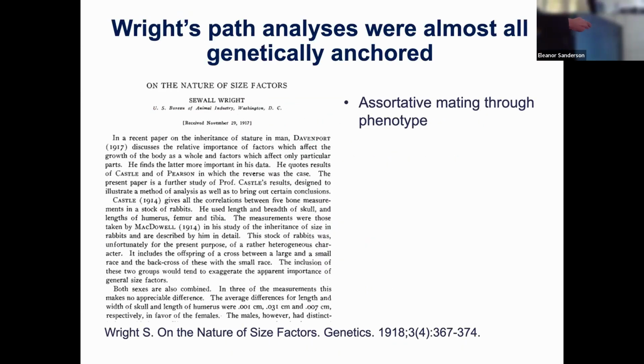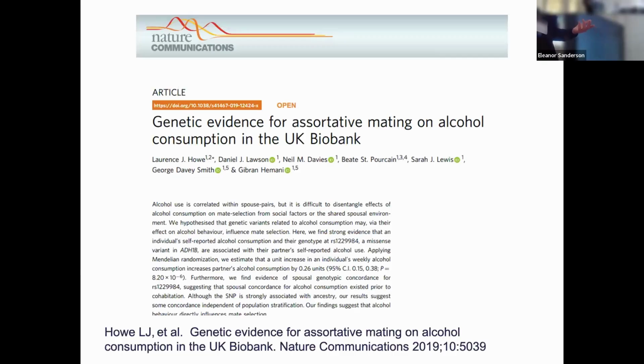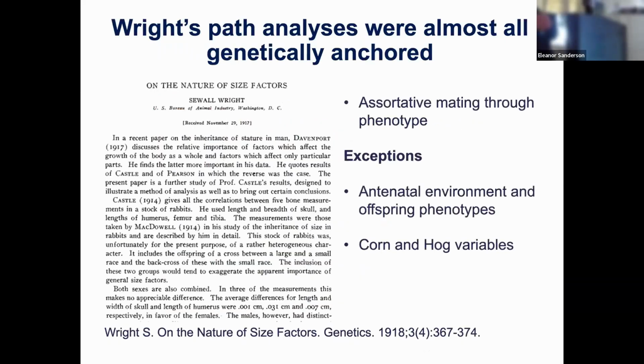And so Wright's path analyses, with a couple of exceptions, were genetically anchored. He did some lovely work on assortative mating being through phenotype. Just like natural selection is through phenotype, assortative mating doesn't occur because two partners come up and say, I like your genes. It might be the genes you're wearing, but certainly it's not your genes inside you, because they can't tell them. And one of my favourite MR analyses is showing that in UK Biobank, assortative mating by alcohol consumption is indeed because of the alcohol consumption.